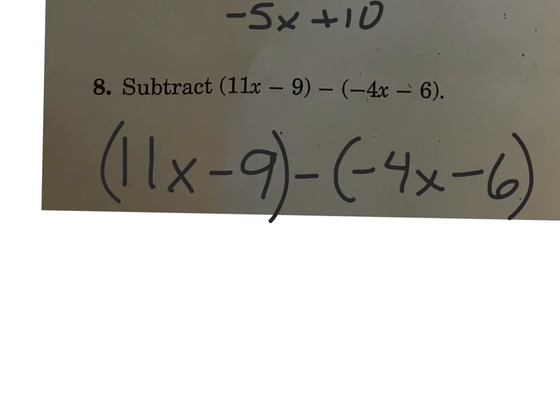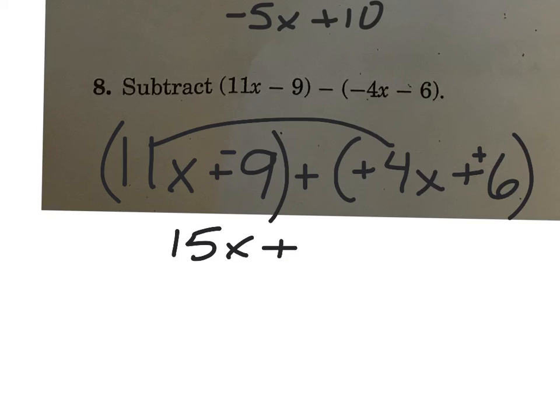This is another one of those tricky ones. First step I'm going to do is inside the parentheses, change those subtraction signs to plus and negative. Then, since I'm subtracting both of them, I have to change this to an addition, but then take the opposite of everything in that parentheses. So that negative 4x becomes 4x, and that negative 6 becomes 6. Then, just combining like terms, 11x plus 4x gives me 15x, and negative 9 plus 6 gives me negative 3. And that can also be written as 15x minus 3.